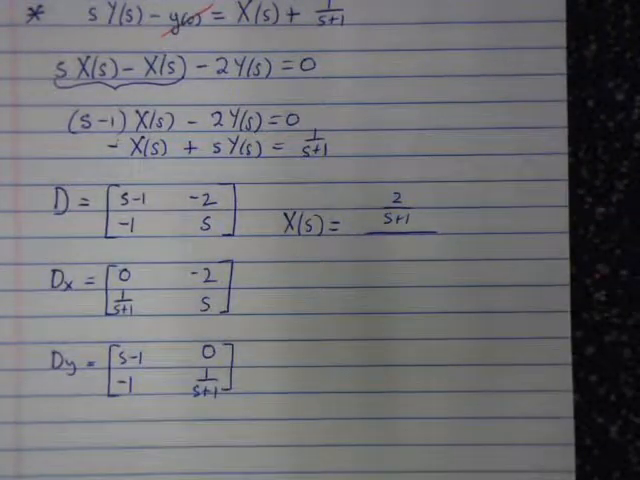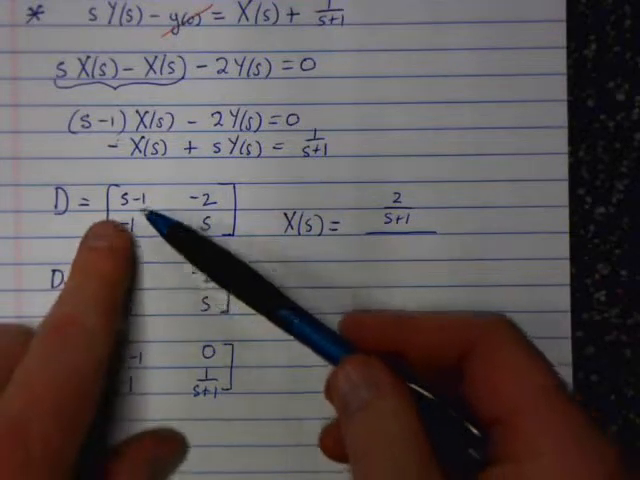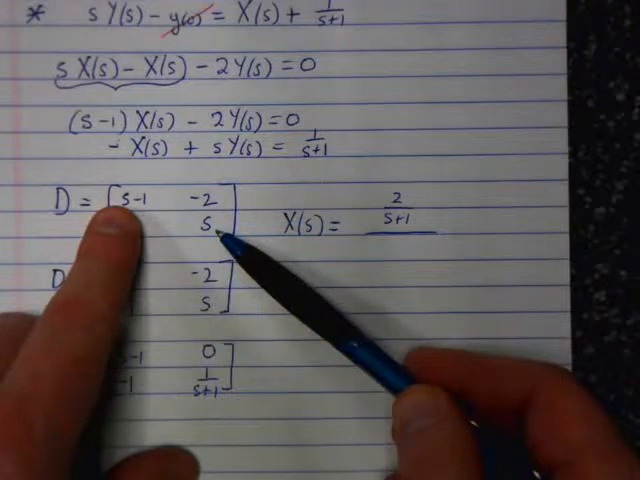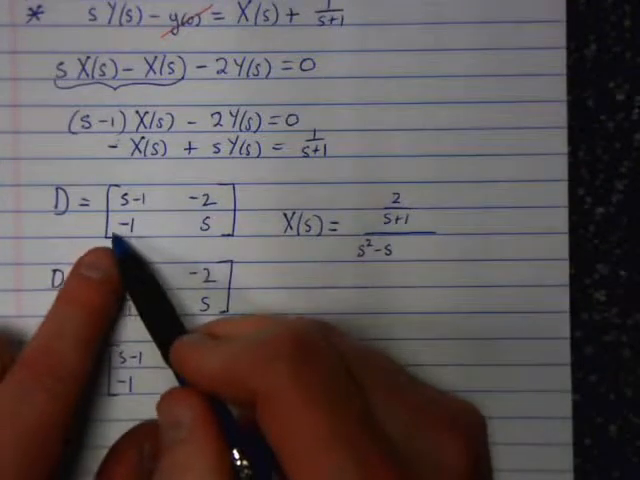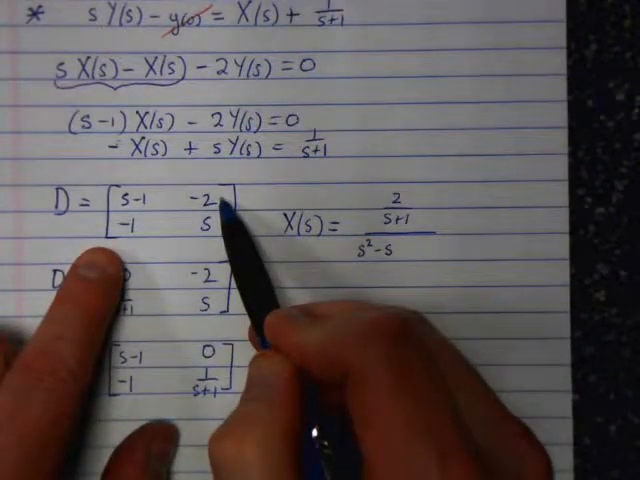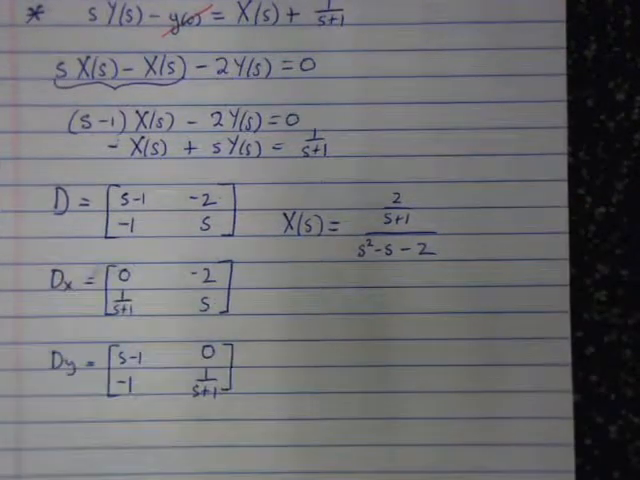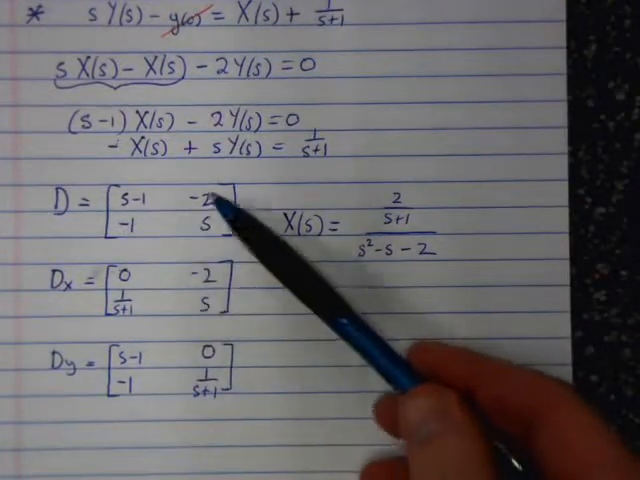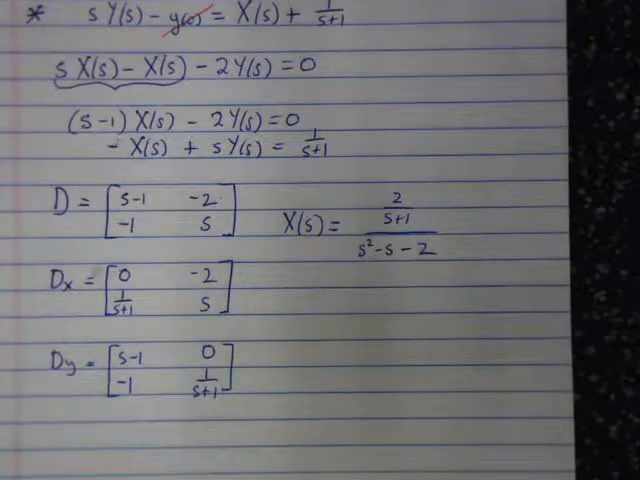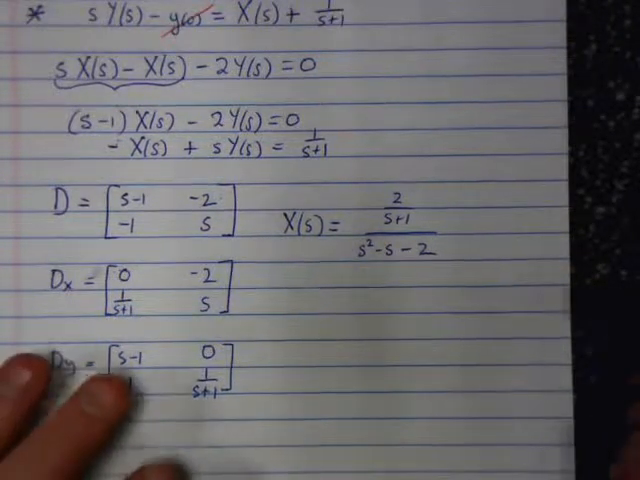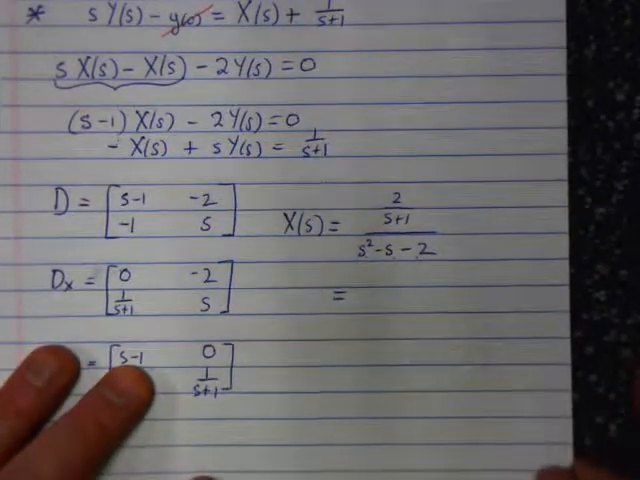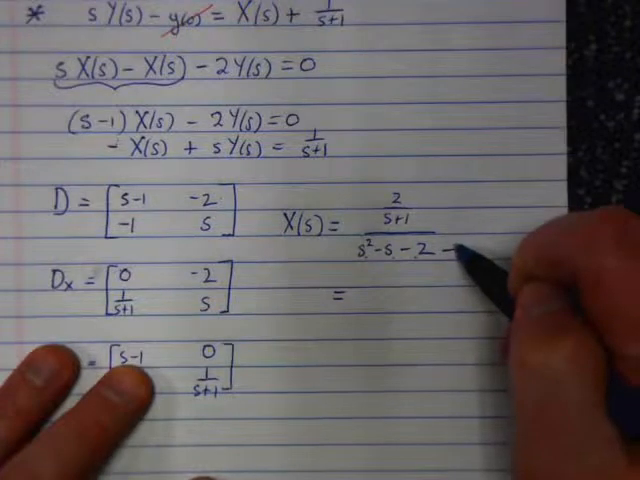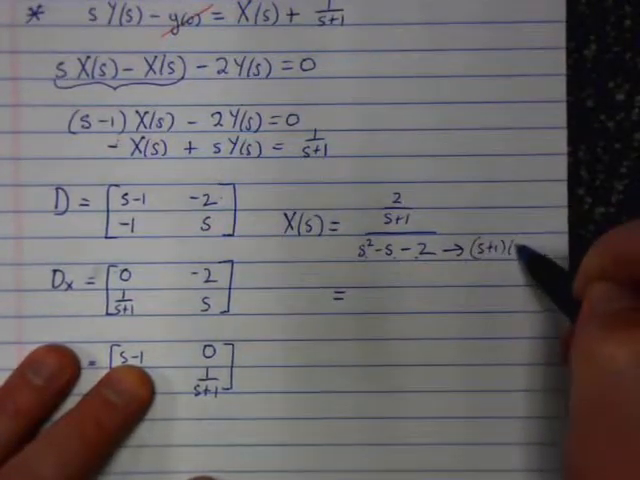divided by the determinant of this D matrix. So I multiply this way. That's s squared minus s. Multiply that way. Minus 2. Again, remember we subtract. Negative 1 times 2 is negative 2, but then it's a subtraction. Okay, so this is s squared minus s minus 2, which factors. How can you factor s squared minus s minus 2? s plus 1, s minus 2.